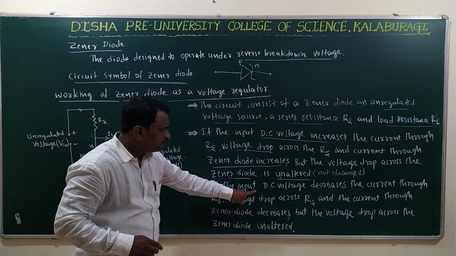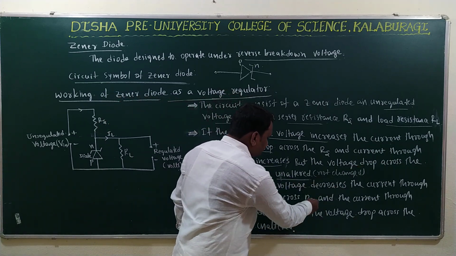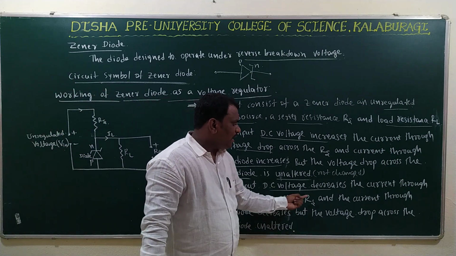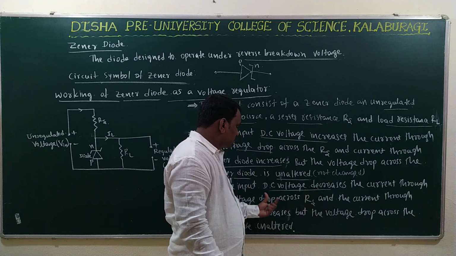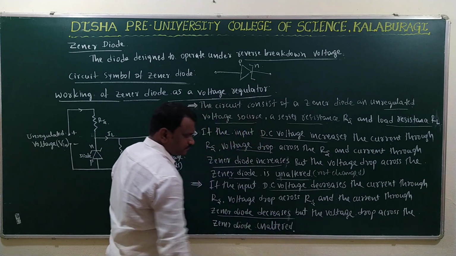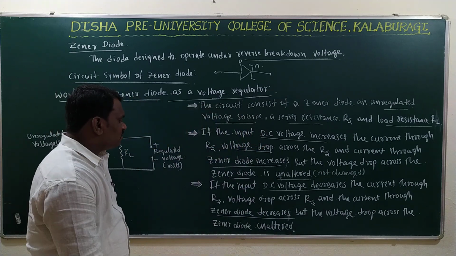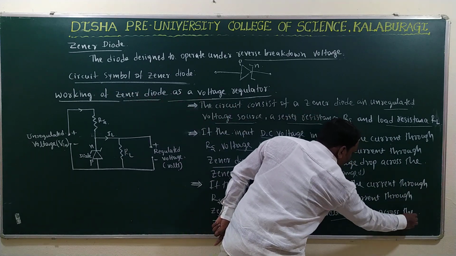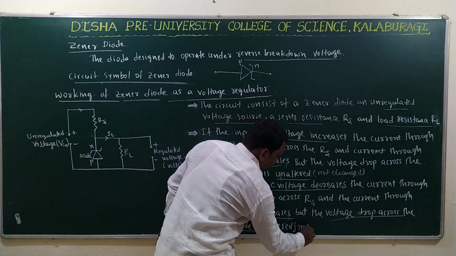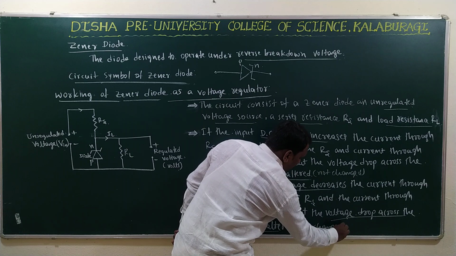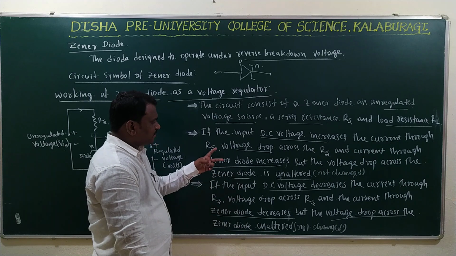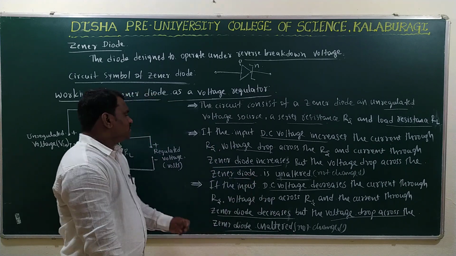And another kind: if the input DC voltage decreases, the current through Rs also decreases, and so does the voltage drop across Rs. The current through the Zener diode decreases, but the voltage drop across the Zener diode is unaltered. Unaltered means not changed. It remains constant for a long time, right? This is the character, the working of the Zener diode.